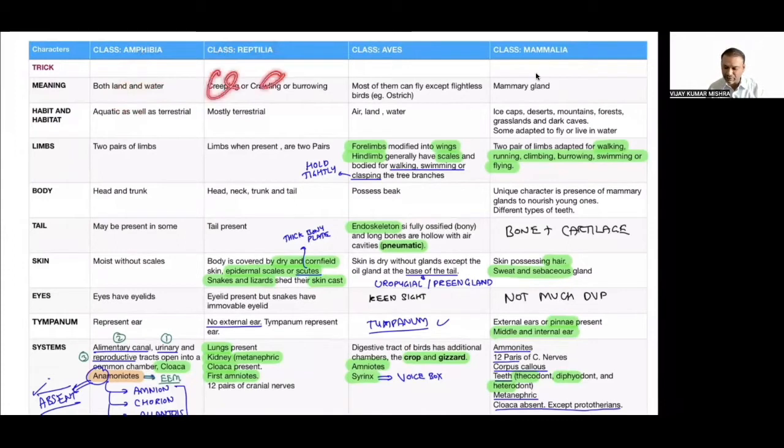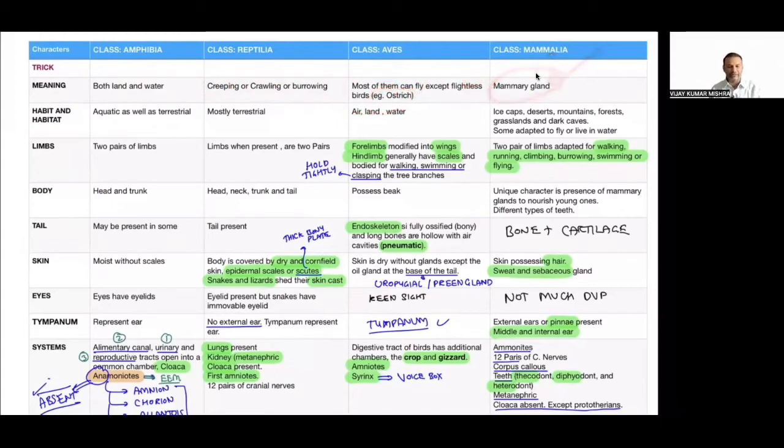Creeping, crawling, burrowing. Burrowing means they create a hole and live inside. Crawling means with the help of forelimb and hind limb they move along the ground. Creeping means the whole body is attached to the soil. Most of them can fly, Aves, but some flightless birds are there. Ostrich is an example.